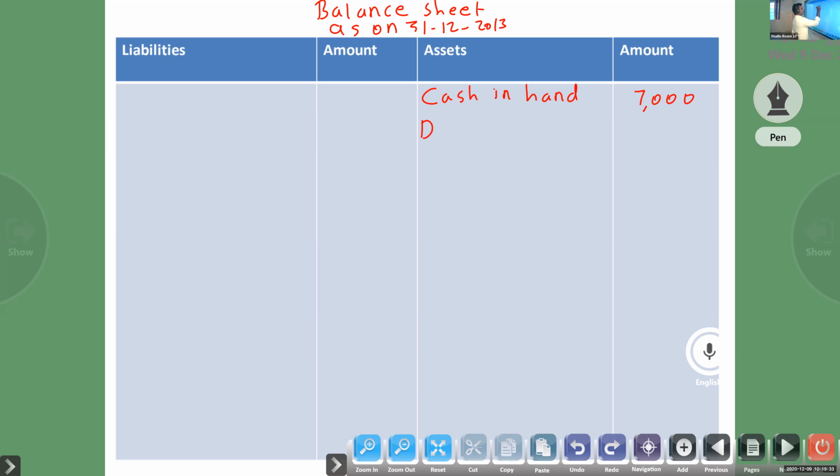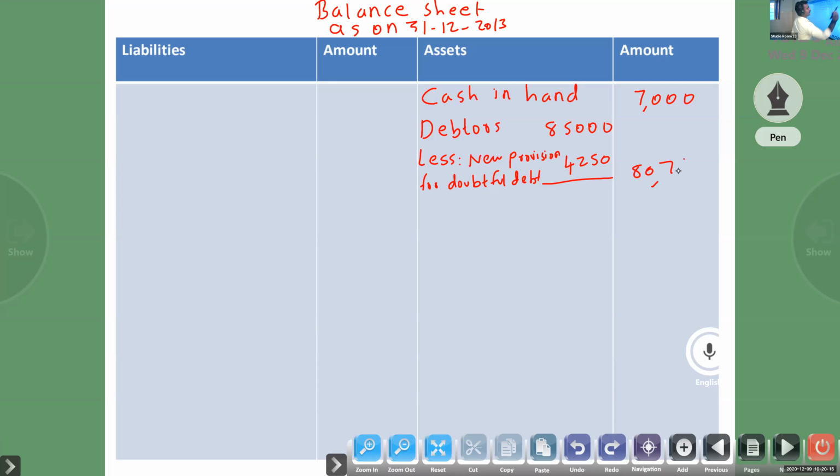Clear? Closing assets and liabilities are given, so if any adjustment is there, you have to adjust. You look at debtors. Adjustment is there: new provision. Closing 85,000 less new provision for doubtful debt. Already we wrote on the debit side 4,250. So 80,750.